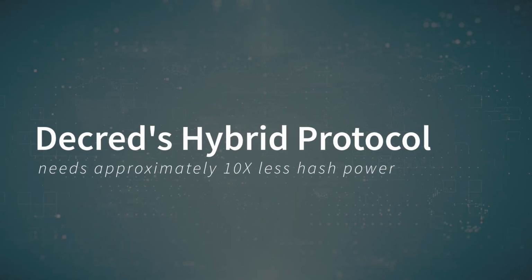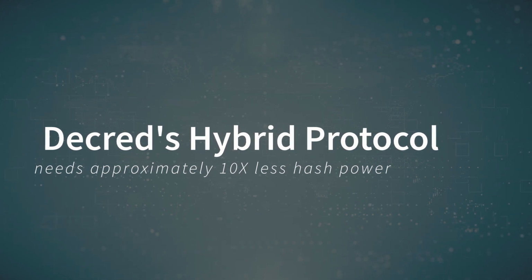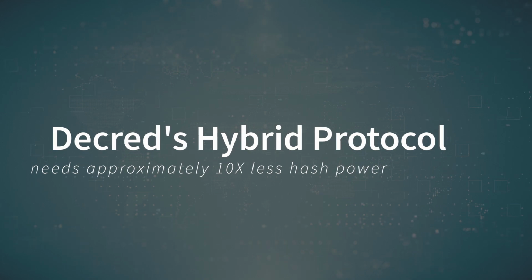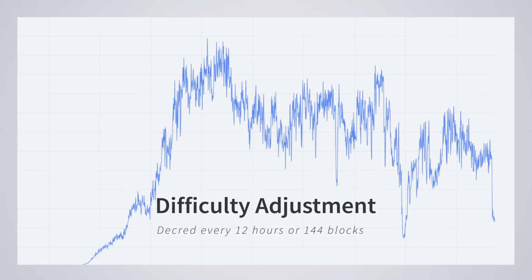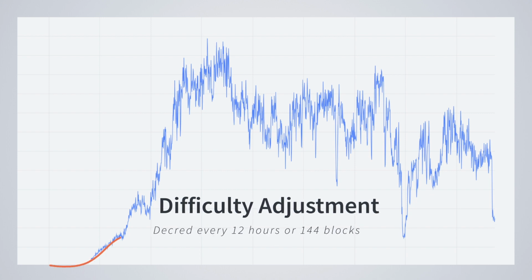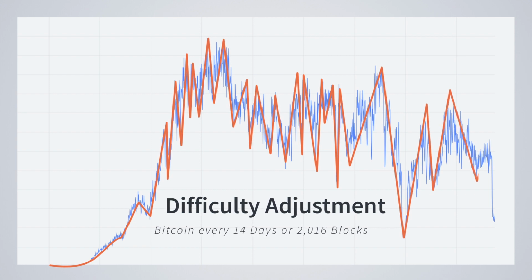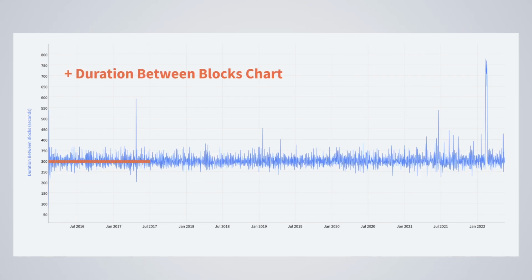Decred only needs a fraction of the proof of work to be equally as secure, approximately 10 times less hash power. This is due to its hybrid proof of work, proof of stake protocol. Another interesting factor on the Decred blockchain is the difficulty gets adjusted every 12 hours or 144 blocks, in comparison to Bitcoin where the adjustment happens roughly every 14 days or 2016 blocks. The aim here is to make sure blocks are being produced at a constant rate, in Decred's case as close to 5 minutes as possible.